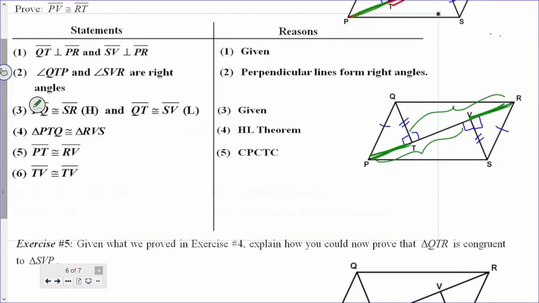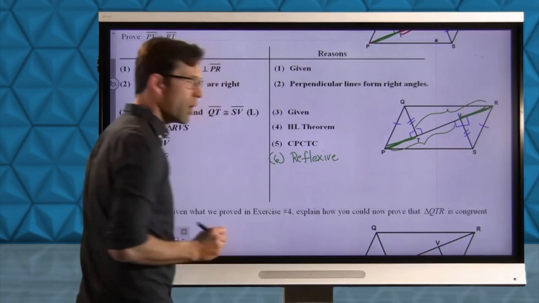It's not showing up. It showed up earlier. We'll put it in right now. Oh, reflexive property. Where have you gone?